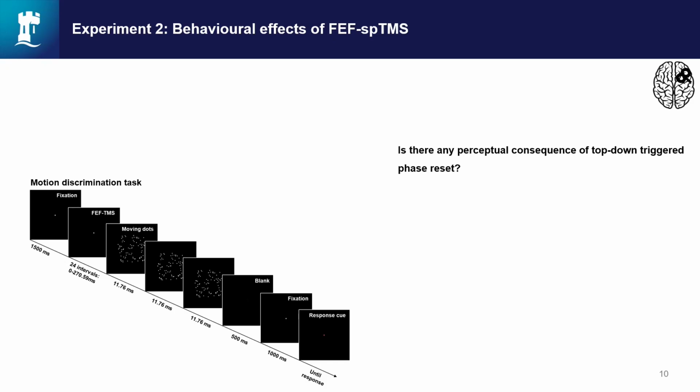The TMS is here. And then the dots would appear at different intervals. So TMS over the frontal fields, then the dots. And the dots could appear anywhere in, I think, a 300 millisecond window.